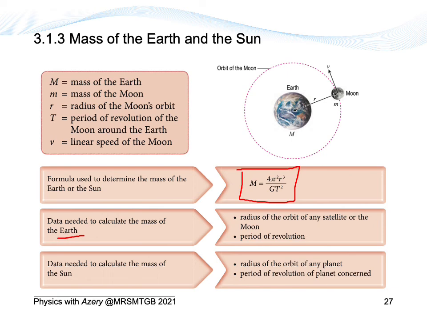And T is the period of revolution, whereby if you want to calculate the mass of the Sun, it's basically the same thing, except that r is the radius of the orbit of any planet. Any planet will do, and T is the period of revolution of the planet. Let's say if you want to use Mars, then r is the radius of Mars from the Sun, and T is the period of revolution of Mars around the Sun. Now let's see an example.